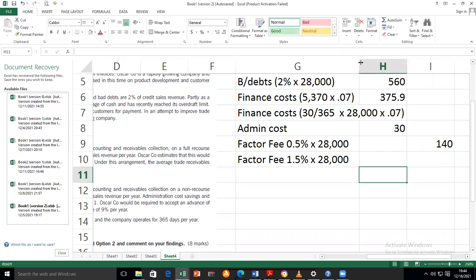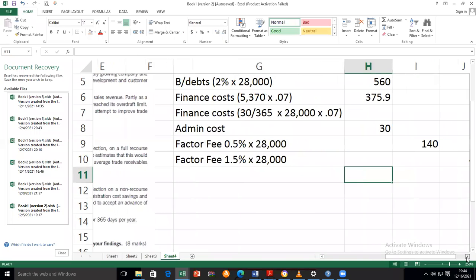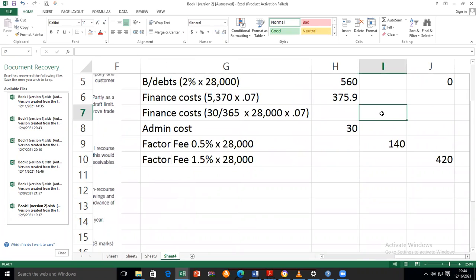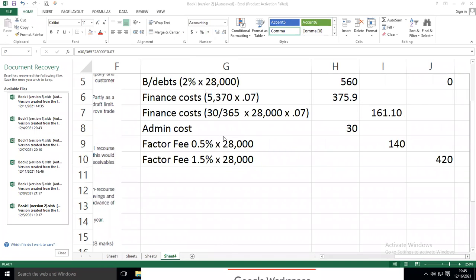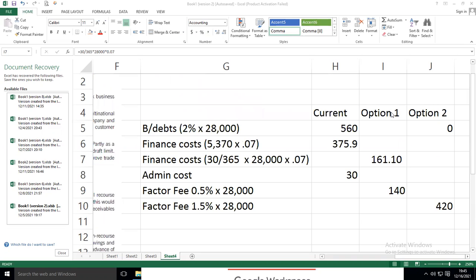Let's calculate. So we come here, we say equals 30 over 365. We multiply by 28,000. Multiply by 0.07. So that is what we have here. Any computation, take note: the receivables is 30 days, 30 days multiplied by that. That is for option number 1.